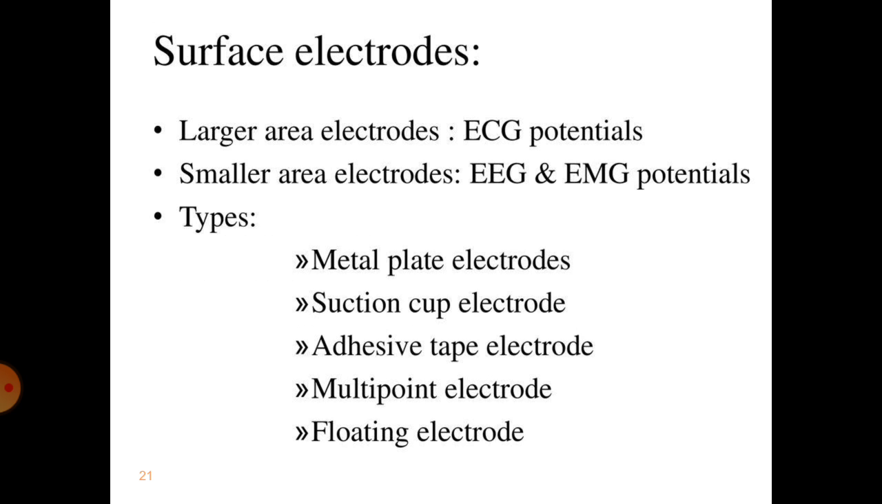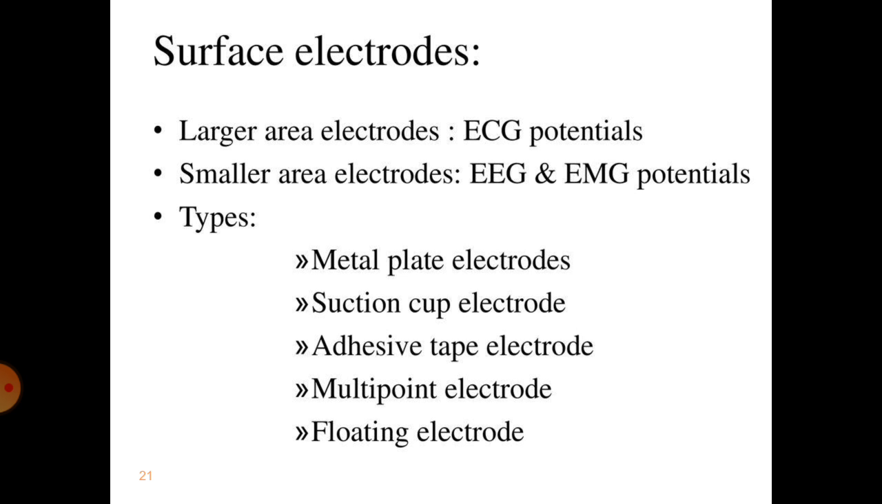This slide shows the details of the surface electrode. In surface electrodes, we have larger area electrodes and smaller area electrodes. Larger area electrodes are for measurement of ECG potential. ECG means electrocardiogram. Smaller area electrodes are for measurement of EEG, that is electroencephalogram, and EMG, electromyogram potential.